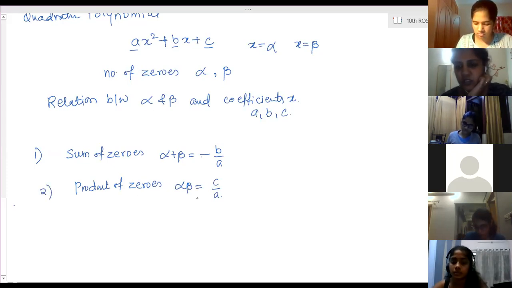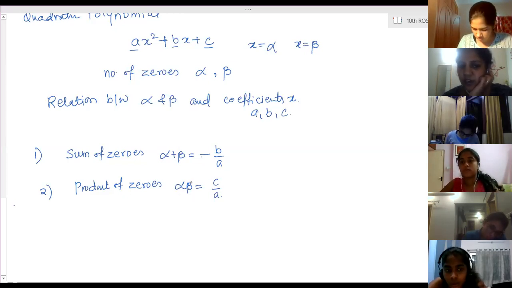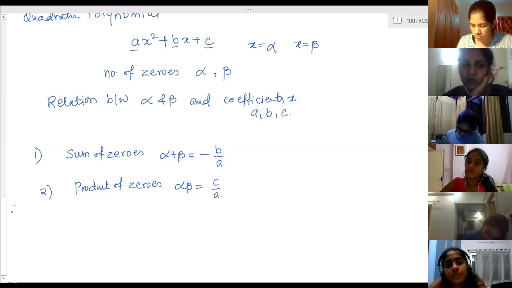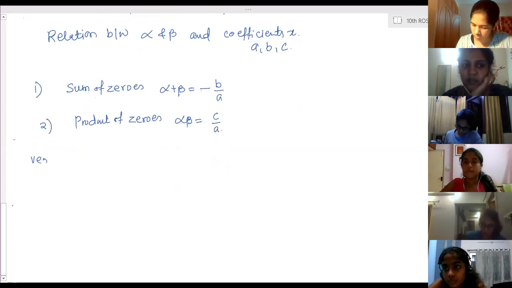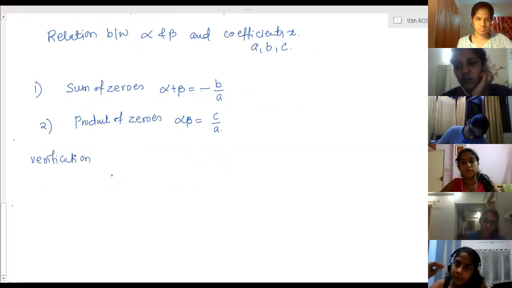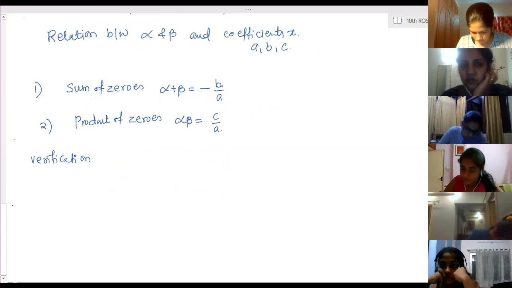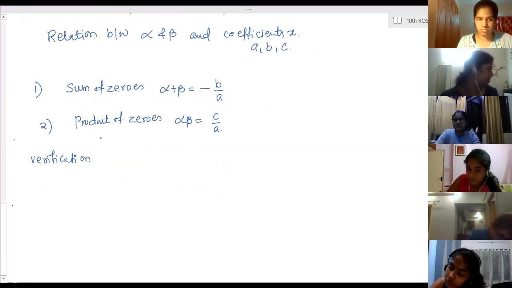We have to use these in some questions, and in some questions we have to verify this. That is, we have to verify that the sum of the zeros is equal to minus b by a, and the product of zeros alpha beta is equal to c by a. So the first type of question asked on this part is verification. For verification, by the quadratic formula or quadratic equation, you have to calculate the 2 zeros and then verify this.